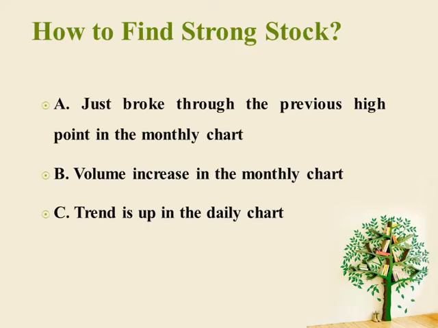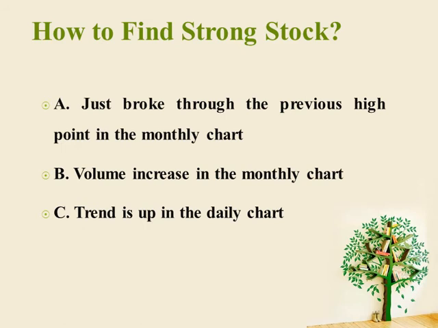How to find strong stocks? The first one just broke through the previous high point in the monthly chart. Volume increases in the monthly chart. Trend is up in the daily chart. So if you see stocks with this information, where the monthly chart breaks out of the previous high point, the volume increases, and the trend is up in the daily chart, this is a strong stock.